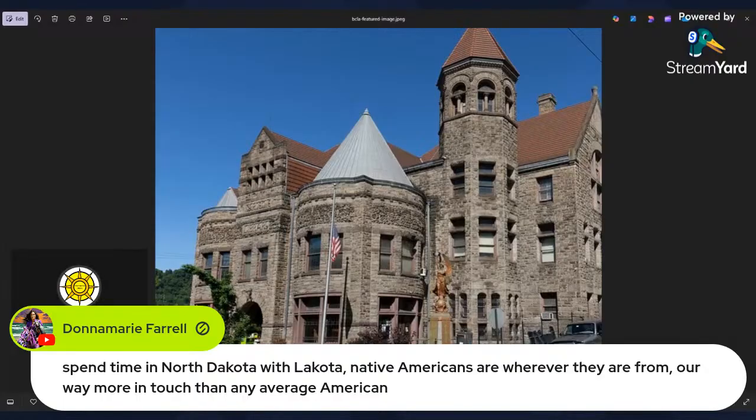Donna Marie spent time in North Dakota with Lakota Native Americans or wherever they are from, are way more in touch than any average American. Absolutely. Because Native Americans in the United States tend to be wise to, how shall we say, certain approaches that are used. And if you want a good example of that, there's actually a film that somehow got away with documenting it very well. It actually stars Val Kilmer. It's called Thunderheart. I'm quite serious. That film is very direct and very open about how a lot of things happened. And some could argue how a lot of things are still happening. So, anyways.